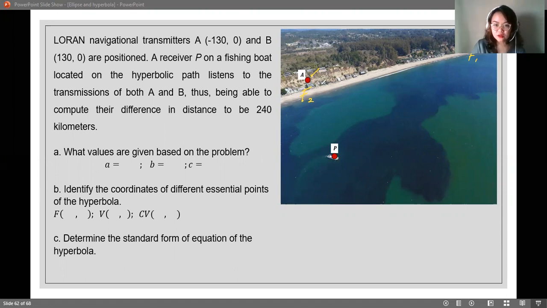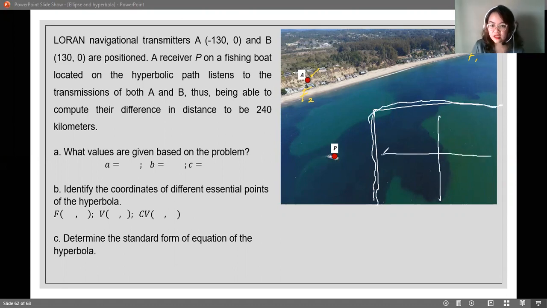Let's create a quick drawing over here. Say this is your y-axis and your x-axis. Let's plot the points again. We have point A at -130, and then we have here point B at 130. And then we have point P somewhere along the hyperbolic path. Let's say we have this hyperbola now.